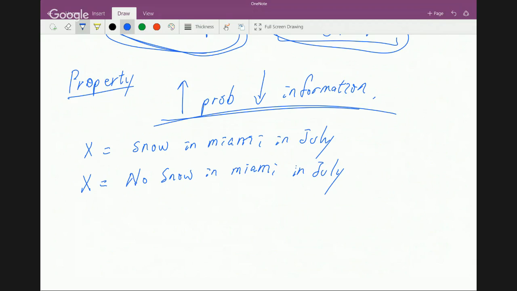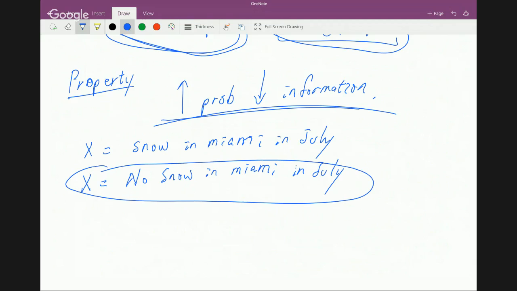So if I tell you that there is no snow in Miami, which has a very high probability in July, you would probably say, yeah, I know that already. In Miami, it never snows in July. So I didn't tell you anything. So this bit of information gave you basically zero information.